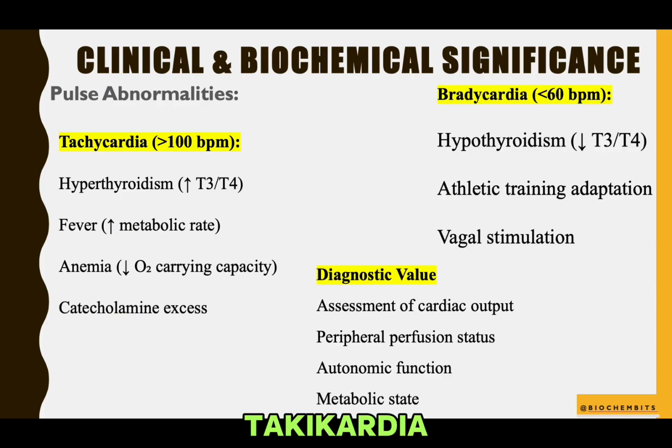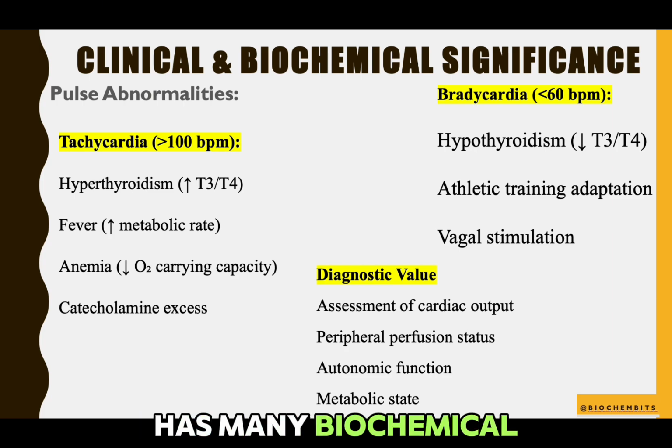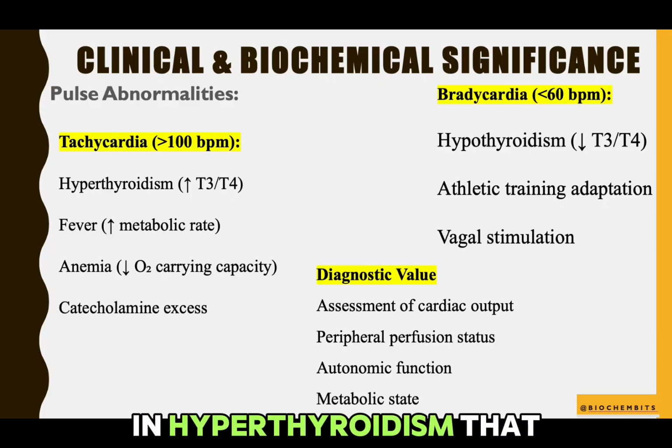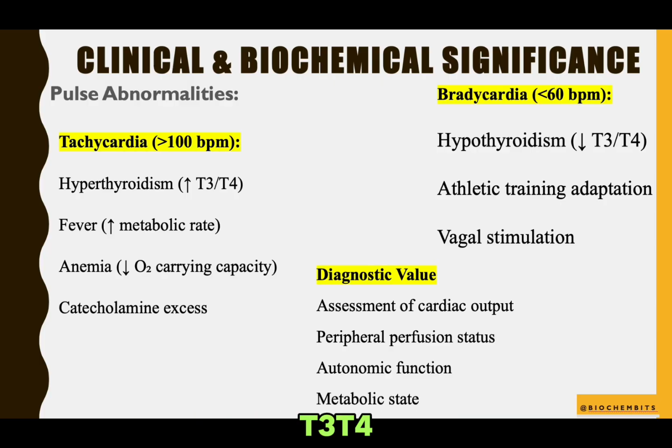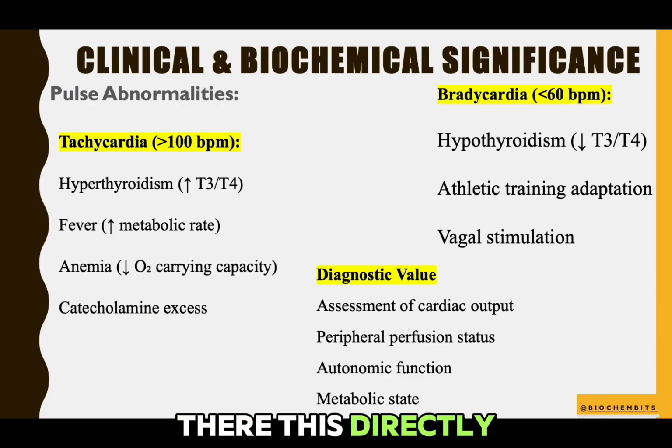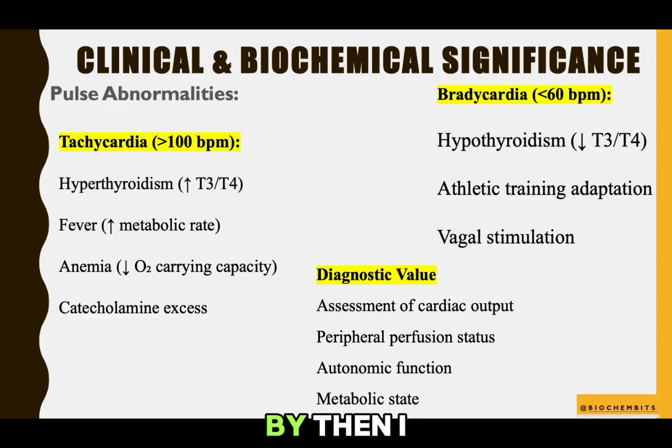Now, looking at tachycardia, I mentioned tachycardia the other time when I was talking about hyperthyroidism. A pulse that is over 100 has many biochemical causes. In hyperthyroidism, there is excess of T3 and T4, which directly increases the heart rate. I think how it does this is to upregulate the beta receptor. I mentioned that the other time.